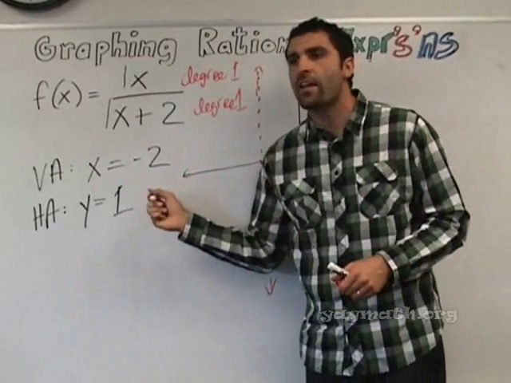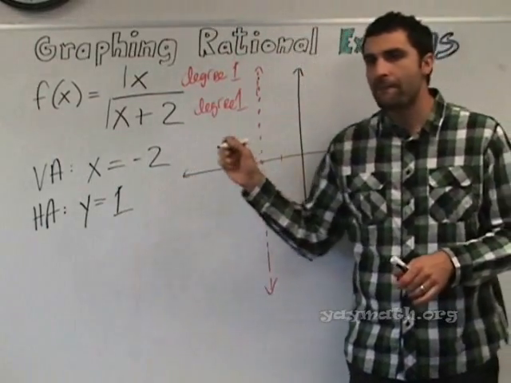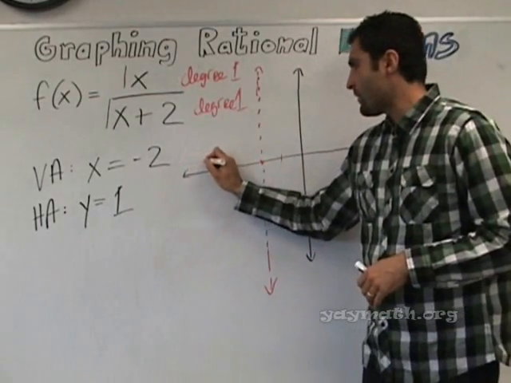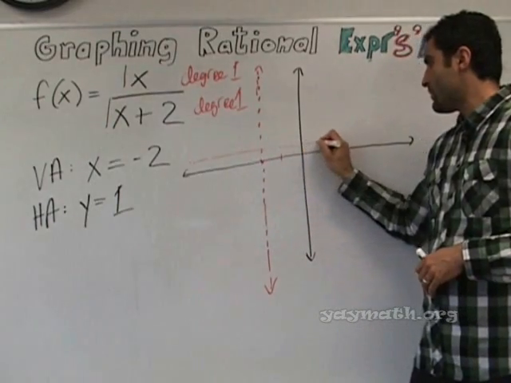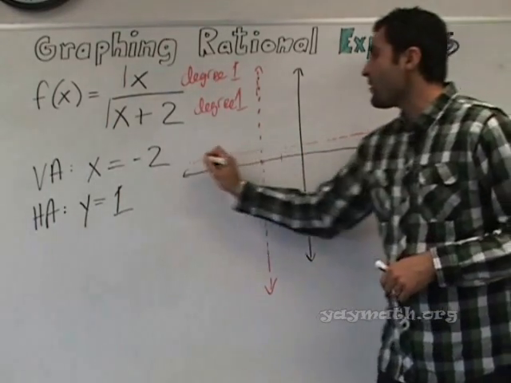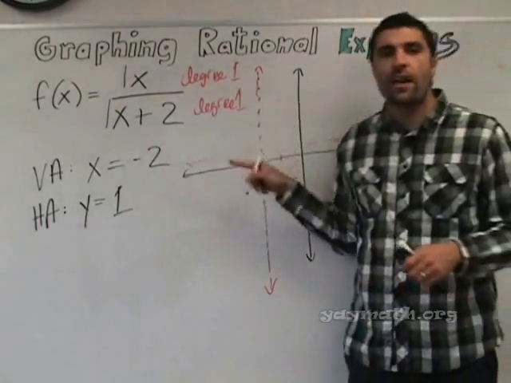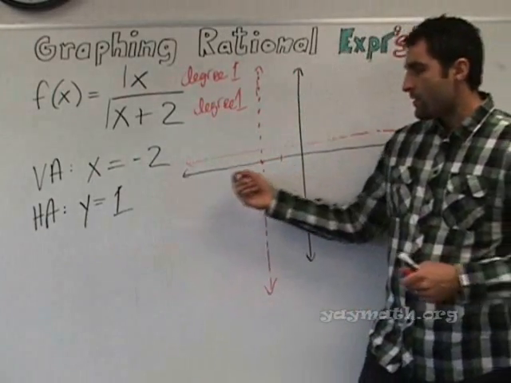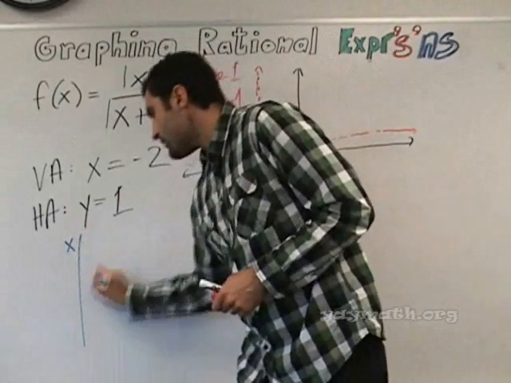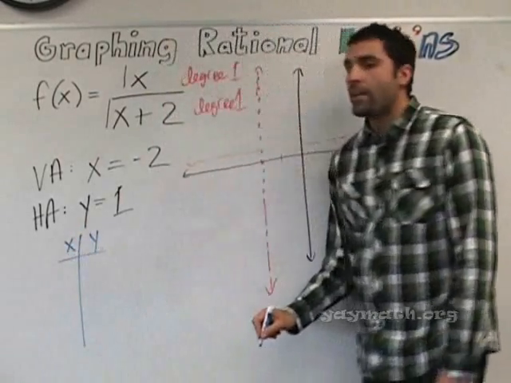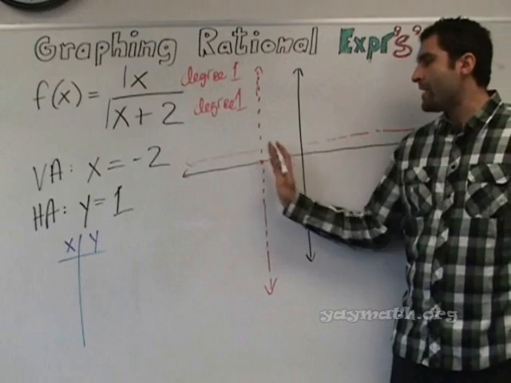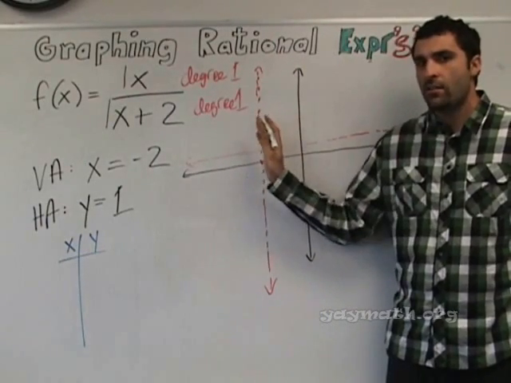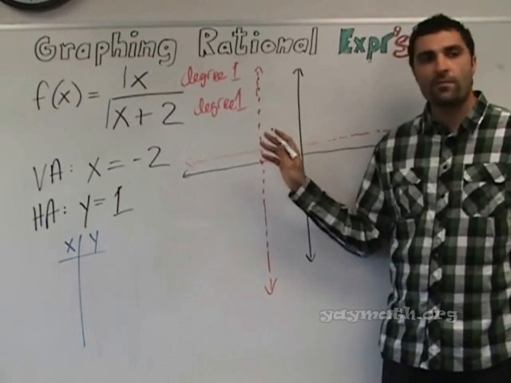y equals 1. What does that look like? A horizontal line. So these are the asymptotes to which the graph will adhere. Let's go ahead and plug some points in now, x and y. The recommendation is to graph points for x that are in the neighborhood of the x asymptote. So what would that be?